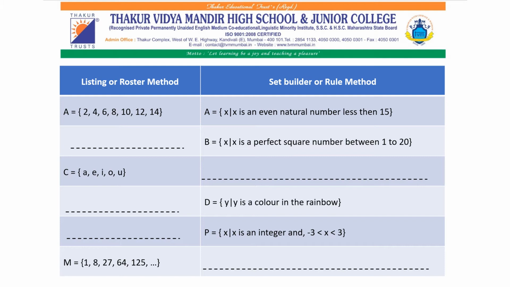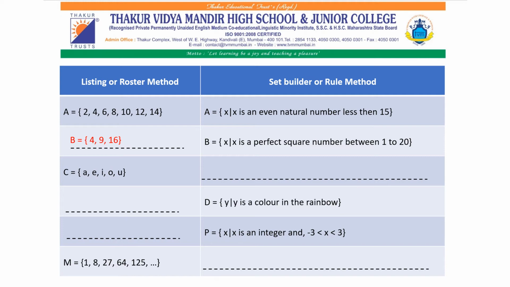Second example, B is a set of x such that x is a perfect square number between 1 to 20. Now let us collect the perfect square numbers between 1 to 20. Those numbers are 4, 9 and 16. So we can write it as B is a set of 4, 9, 16.